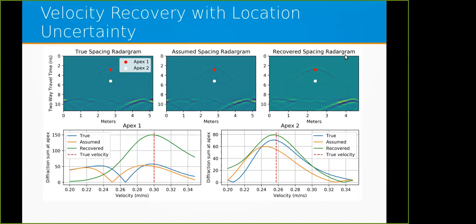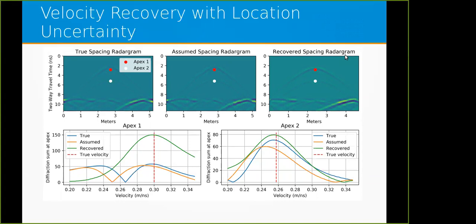And this same thing is true for apex 2, the embedded apex in the snow. Because I generated the velocity model, I know what the snow velocity is, and the peak semblance values for the true and recovered curves match, but the semblance value for the assumed radargram does not match. It's lower and it's also broader, again indicating more uncertainty in our estimates.